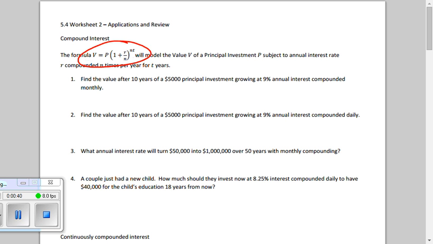Okay, so let's do the first part together. Find the value after 10 years of a $5,000 principal investment. Right away, they've told me two numbers already, and I can put them in different places. Notice the value V is like later on after it's been invested for a while. So this is like the result value. And principal is like the start value. The start value is P. And the result is the V. And the annual interest rate is, of course, R.